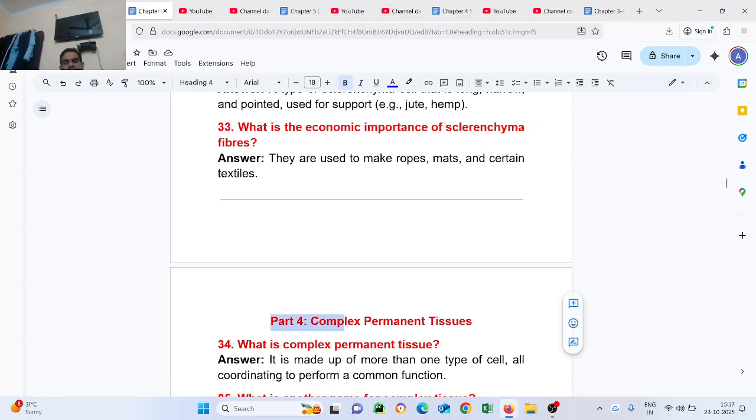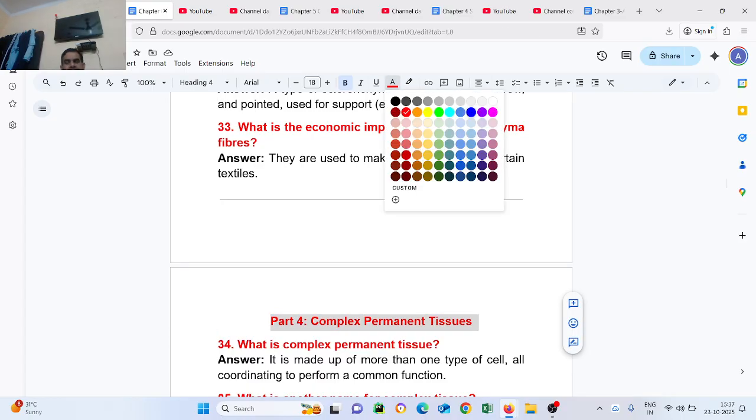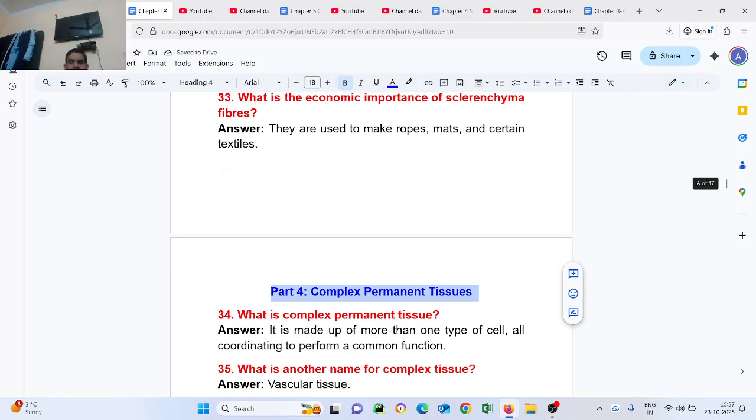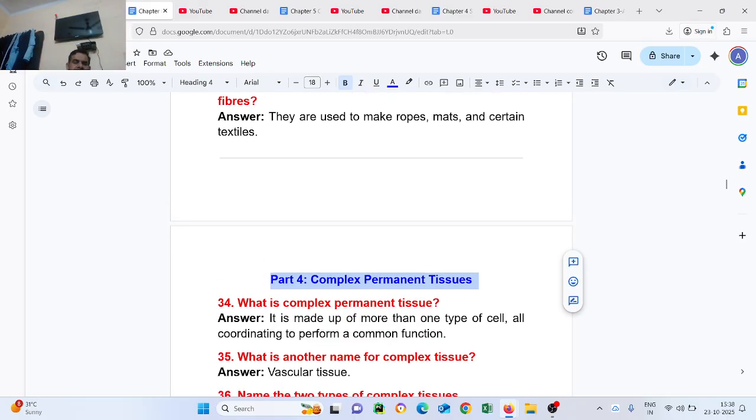Now move to part 4, complex permanent tissue. What is complex permanent tissue? It is made up of more than one type of cell, all coordinating to perform a common function. Question number 34. What is a complex permanent tissue? It is made up of more than one type of cell, all coordinating to perform a common function.